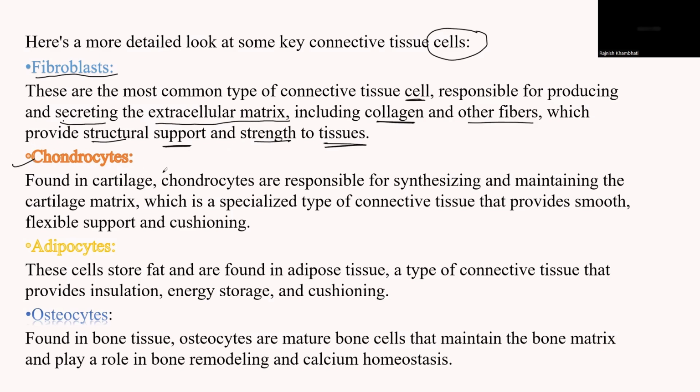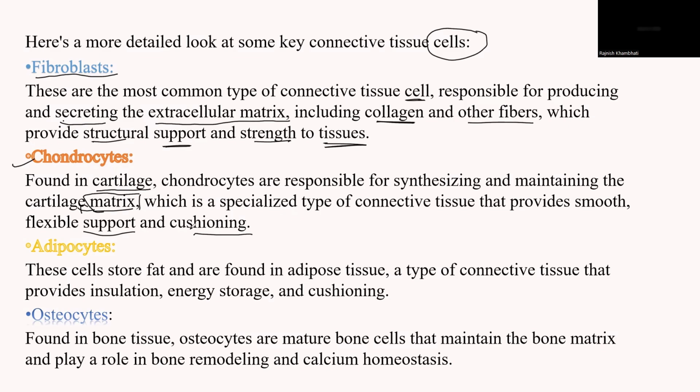The second cell is called chondrocyte. Chondrocytes are the cells of cartilage. Okay, the cartilage cells are known together as chondrocytes. They are responsible for synthesizing and maintaining the cartilage matrix. The matrix of cartilage is synthesized by the cells of cartilage, chondrocytes. You can see it's a common point. Fibroblasts also secrete the matrix and the fiber. Similarly, chondrocytes also form matrix, which is a specialized type of connective tissue that provides smooth, flexible support and cushioning.